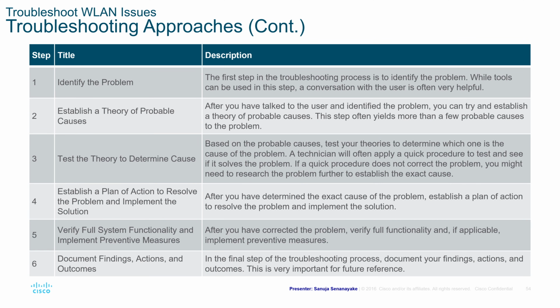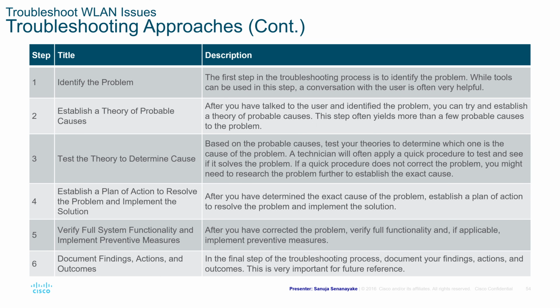So here's the table that the previous slide is referring to. We have steps listed on the left hand side. We have a description and the title on the right hand. So the very first thing we need to do is to identify the problem. So in this first step, the troubleshooting process is to identify what's going on and what's the problem.